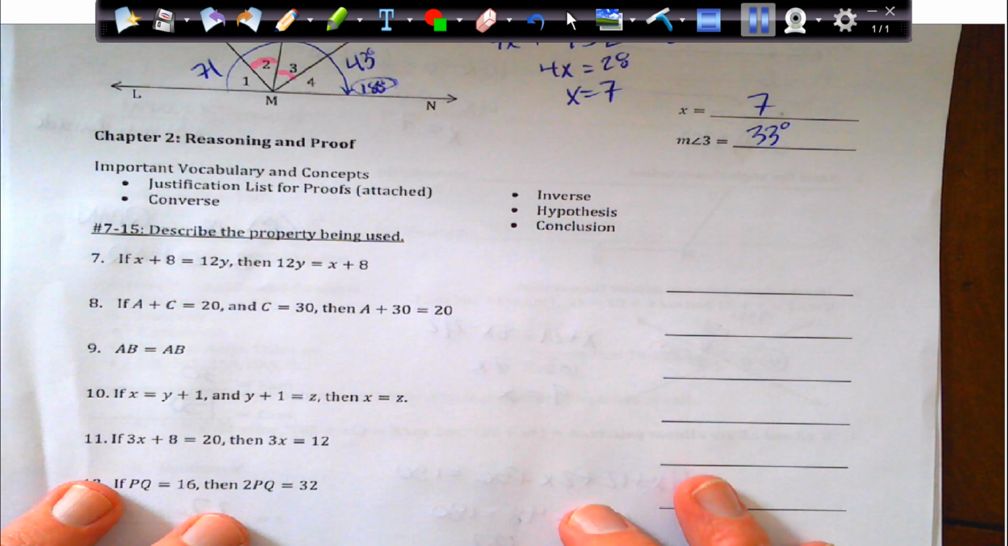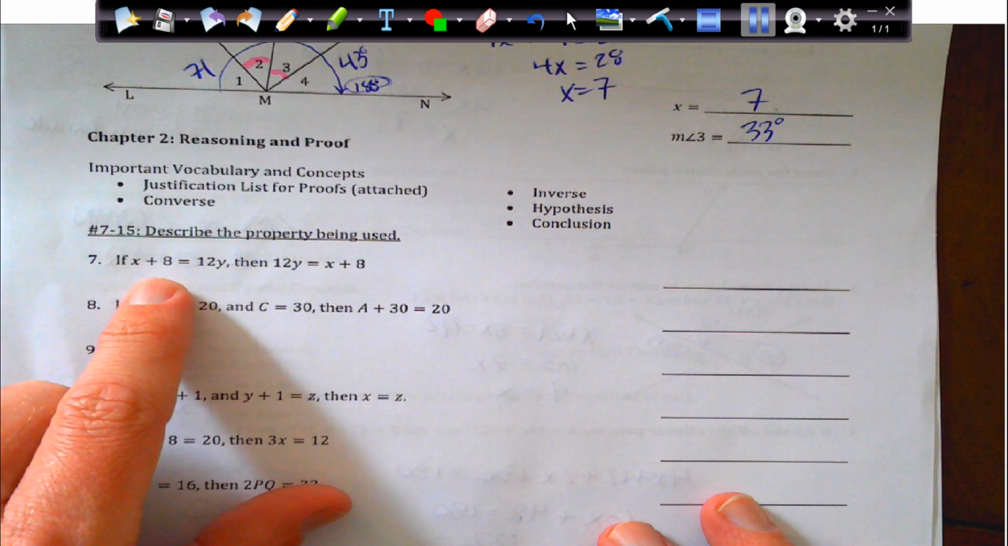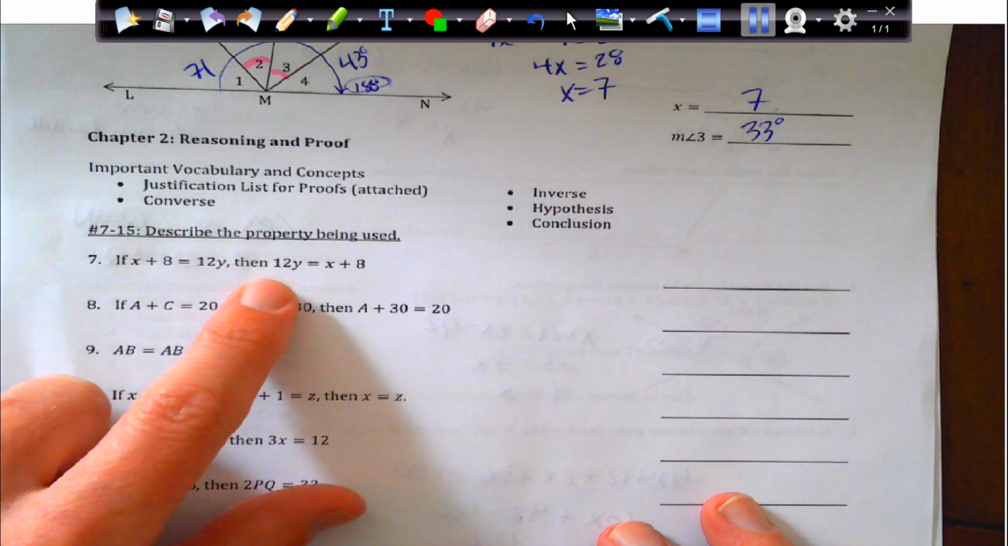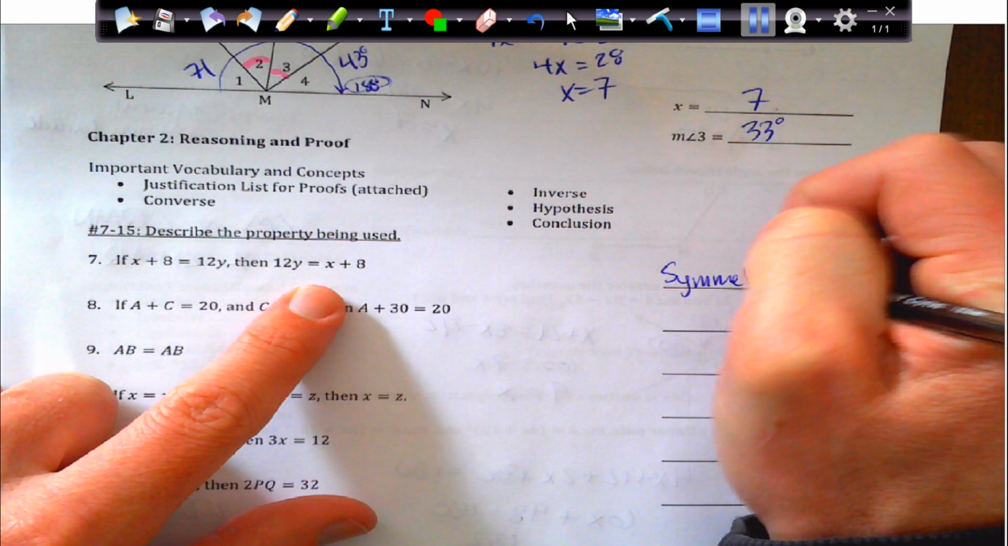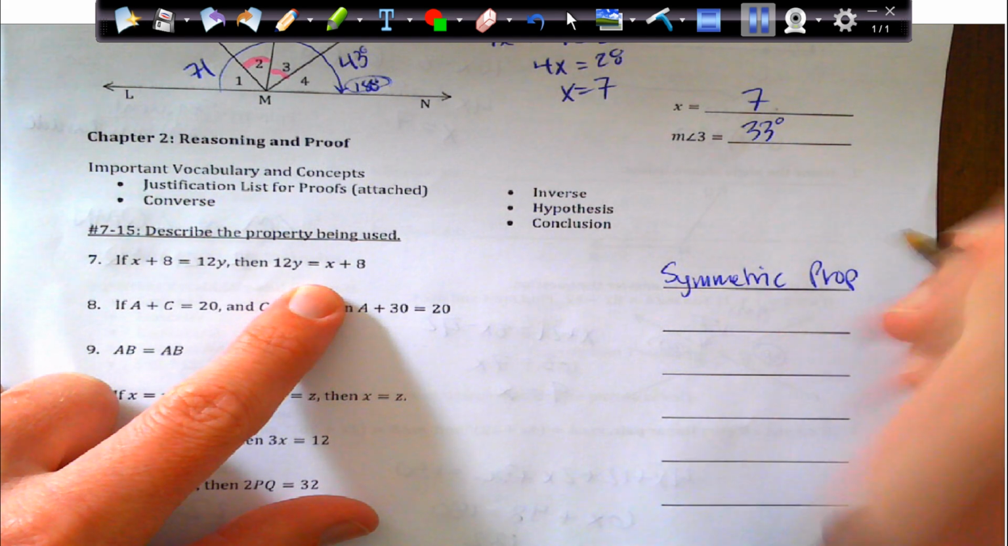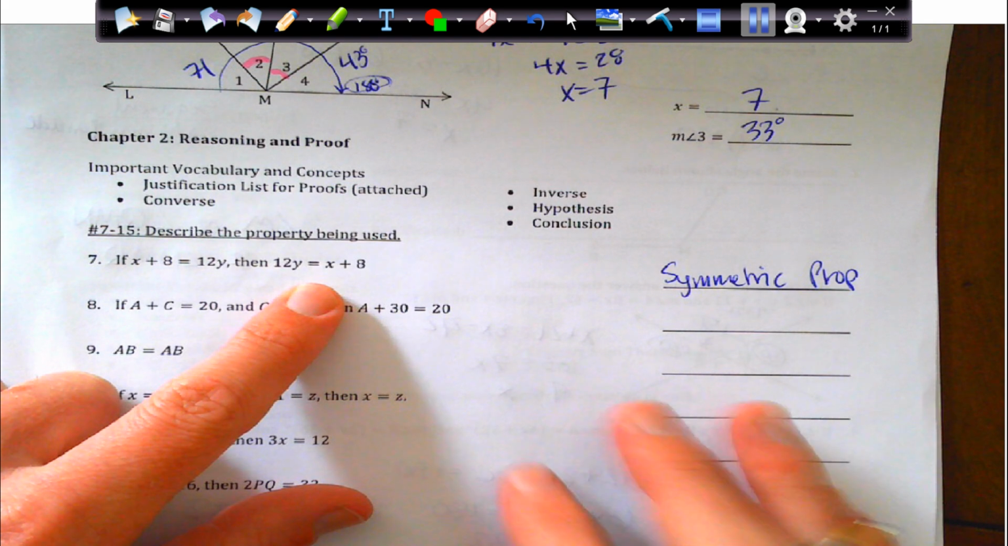So all the properties, I'm just going to go over them. There's a bunch of them. So let's go ahead. We have x plus 8 equals 12y, and 12y equals x plus 8. That is symmetric property, not to be confused with reflexive. Reflexive, they have to be the same. Symmetric is when we just flip-flop the sides.